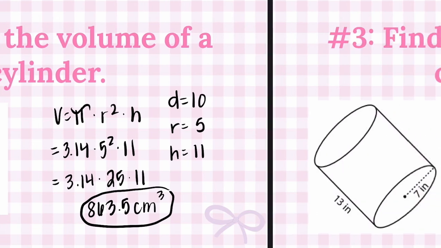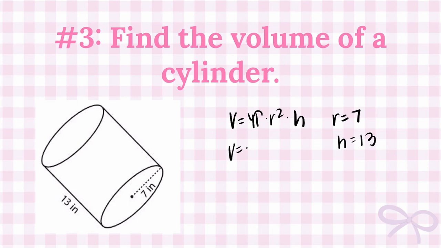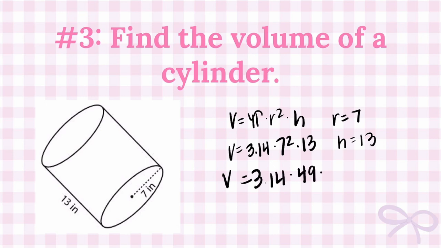Okay, let's look at the next example, the last one. Find the volume of the cylinder. So again, the volume formula is V is equal to pi times r squared times height, where r is the radius, in this case it's 7, and height is 13. So pi is represented by 3.14 times r to the second power, so 7 to the second power, times h, which is 13. So 7 to the second power is going to be 49. Again, it's 7 times 7.